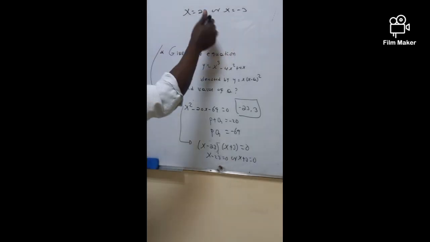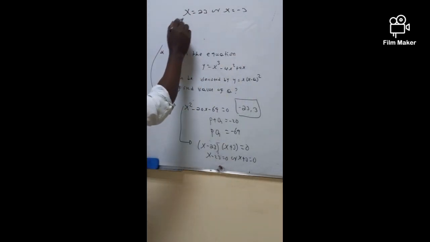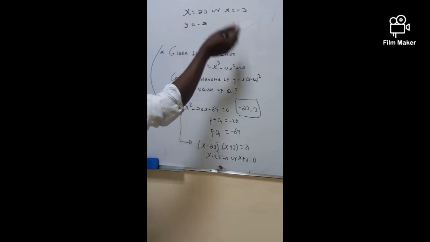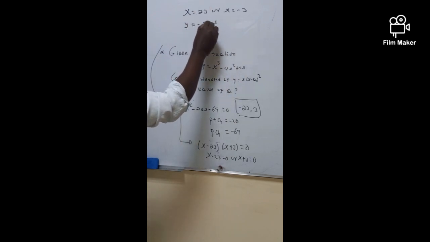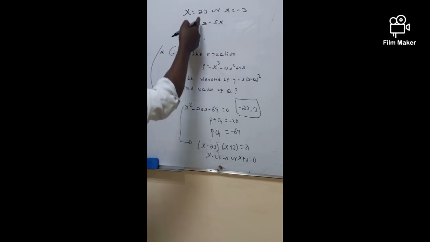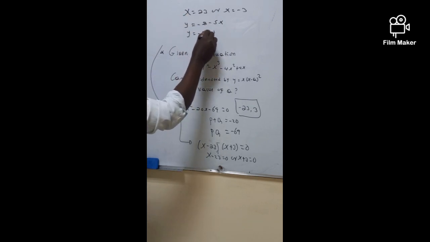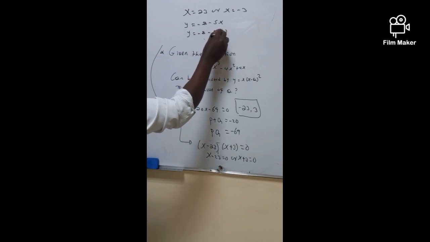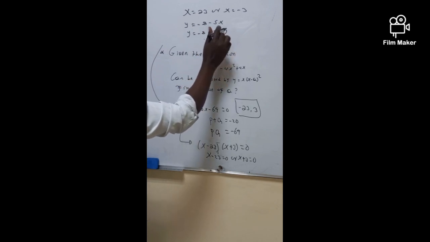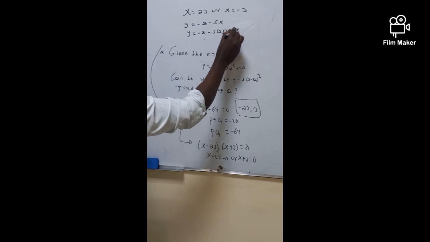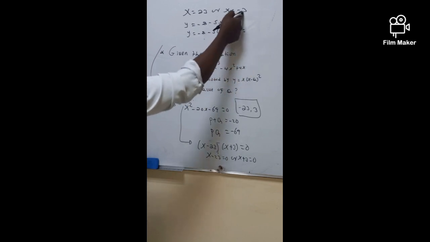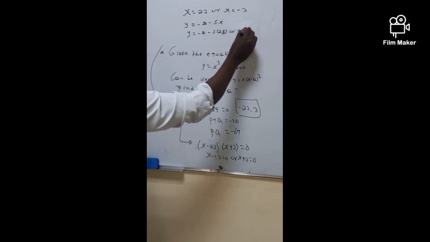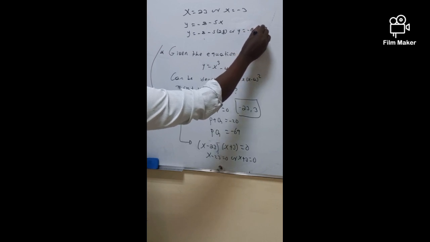So when I see this one, what will be the value of y? As you know, y was minus 8 minus 5x. So when x is 23, y will be minus 8 minus 5 times 23. Or when x is minus 3, y will be minus 8 minus 5 times minus 3.